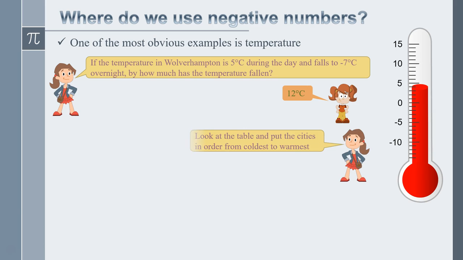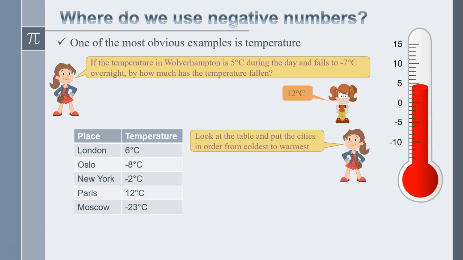Okay, another quick question, here we go. There's a whole bunch of different cities from around the world, and we've got to put these ones in order, it says in the question, from coldest to warmest. So here we go, here comes our answers. If you want to pause the video first and have a little think, and then see once you restart the video if you get them right, that might be a good idea. And if you've done that, here we go.